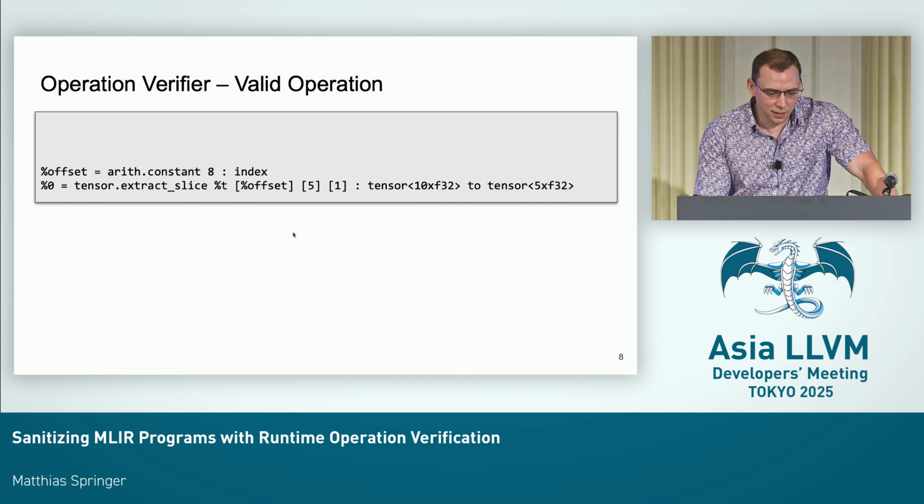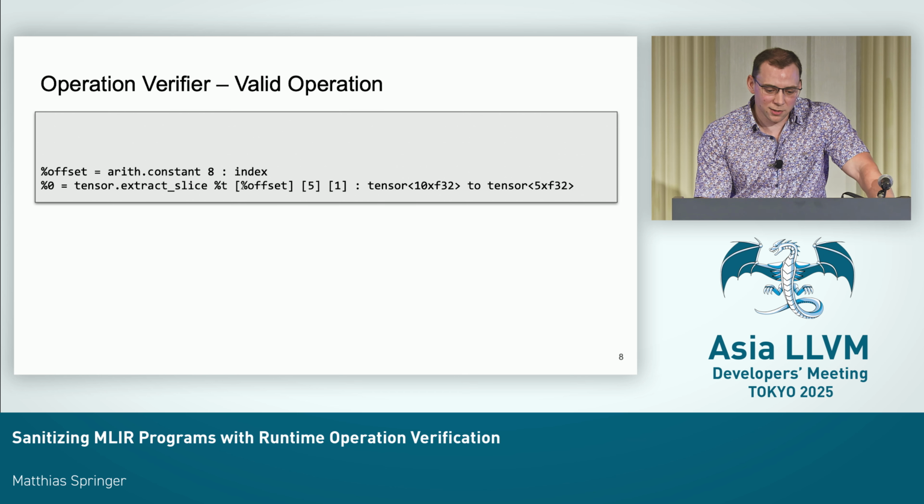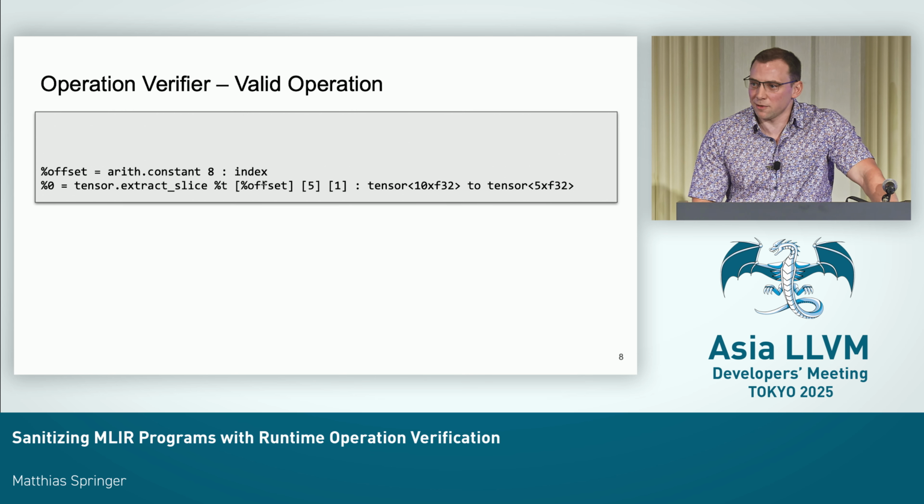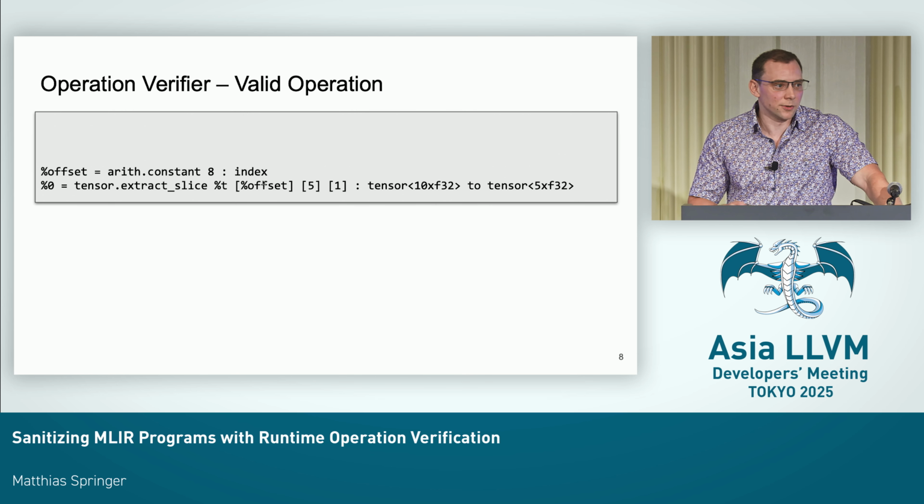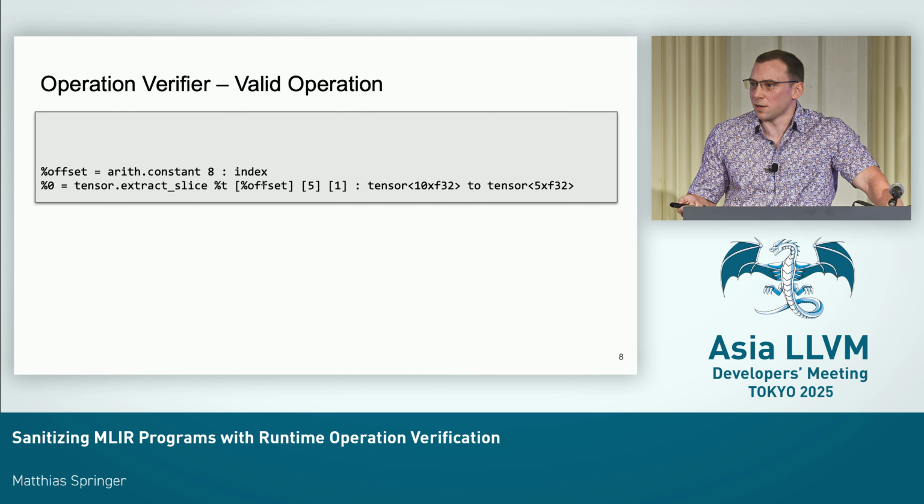And more generally speaking, in most cases, we don't actually know what the offset is. If we have a dynamic SSA value here, maybe this is coming in from a function, so you have really no idea what the offset is at runtime.